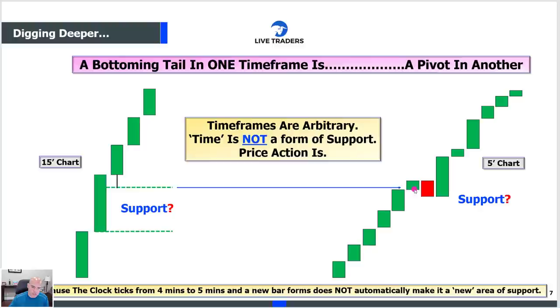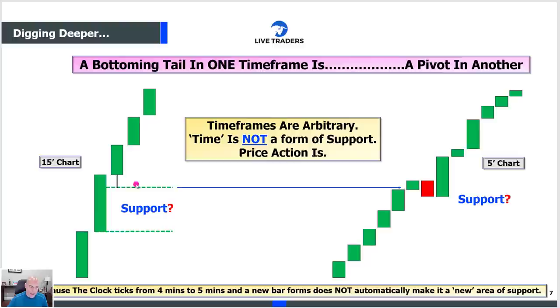And this is how charts are formed. These are the areas that we look for to see where a possible resistance point might be, where a possible support area might be. As it says at the bottom, just because the clock ticks from 4 minutes to 5 minutes and a new bar forms does not automatically make it a new area of support. You have to have some type of test there. A bottoming tail in one time frame is a potential pivot in another time frame. So just remember that. Time frames are arbitrary. Time is not a form of support. Price action is. I want to repeat this: time is not a form of support. Price action is.